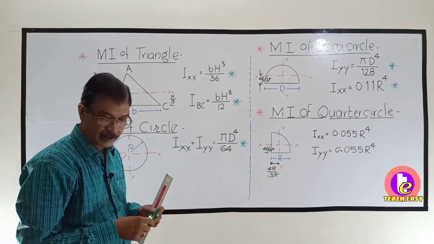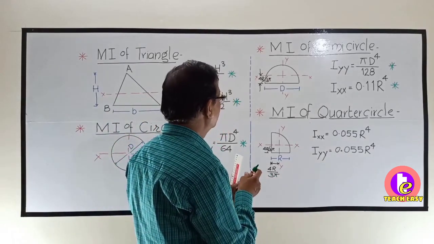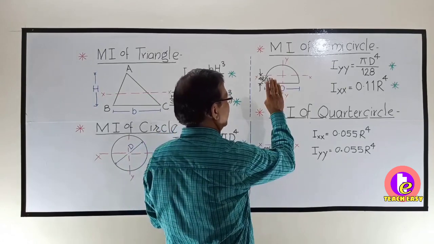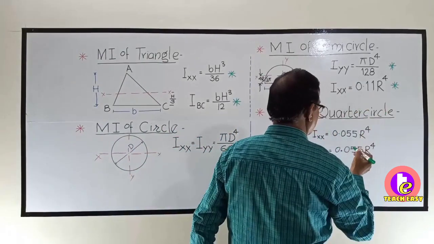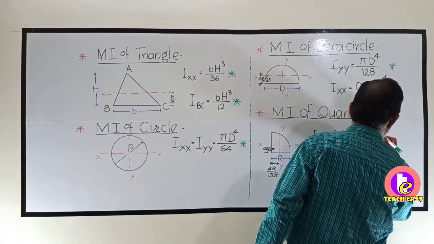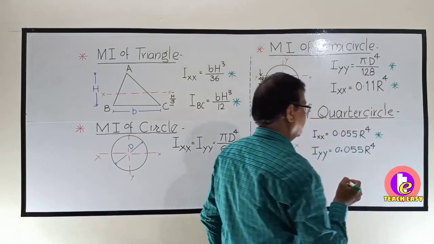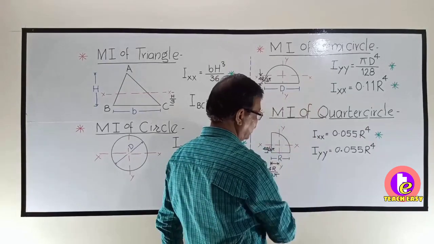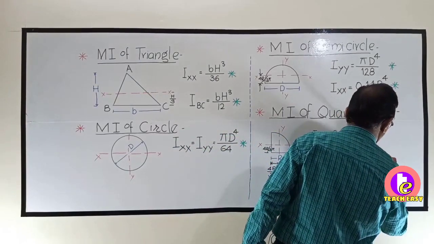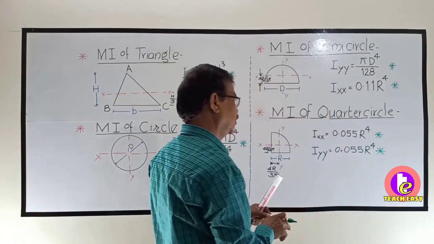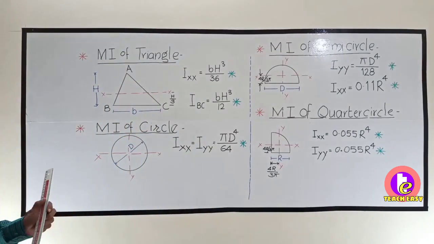Now for the quarter circle, as I have shown you, as it is symmetrical about that particular axis, the semicircle can be made half. Therefore, this will be half of this one, that is 0.11 divided by 2 will be 0.055 r raised to 4, and as it is symmetrical about the axis at 45 degrees, Iyy will also be the same, that is 0.055 r raised to 4. So these are very important formulae.